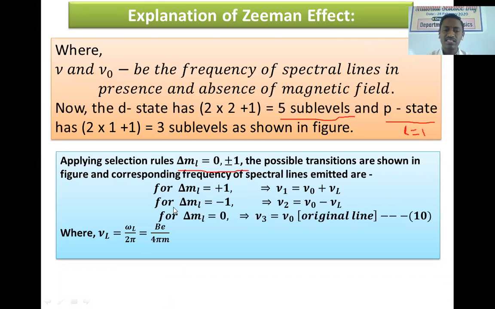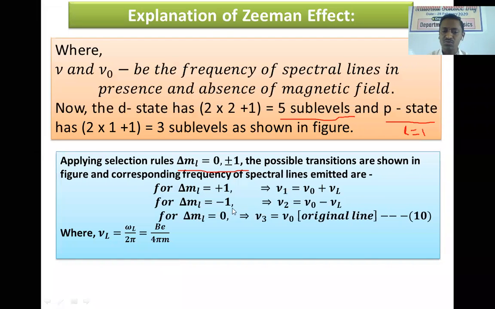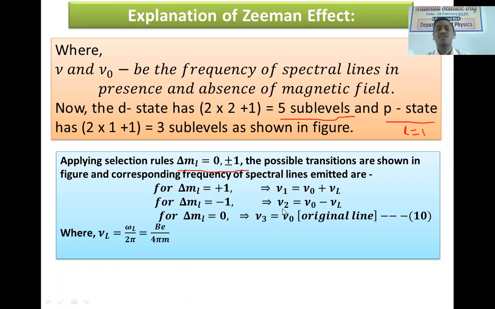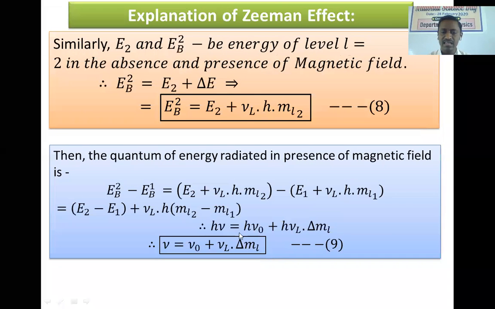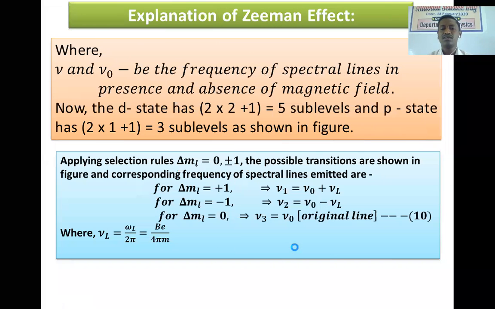Okay, when the selection rule is delta ml equals minus 1, obviously the frequency of the second kind of spectral line will be nu 2 equals nu 0, in place of the plus we will write here minus nu l. Okay, and if delta ml equals 0, then from equation 9 we can see that delta ml 0 means the second term vanishes, and the equation becomes nu equals nu 0, or we can mention here that nu 3 equals nu 0 as the frequency of the third spectral line.